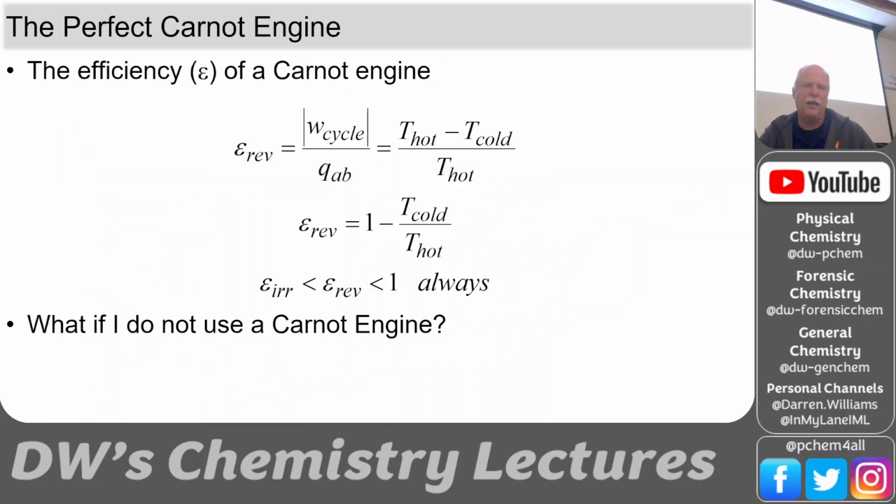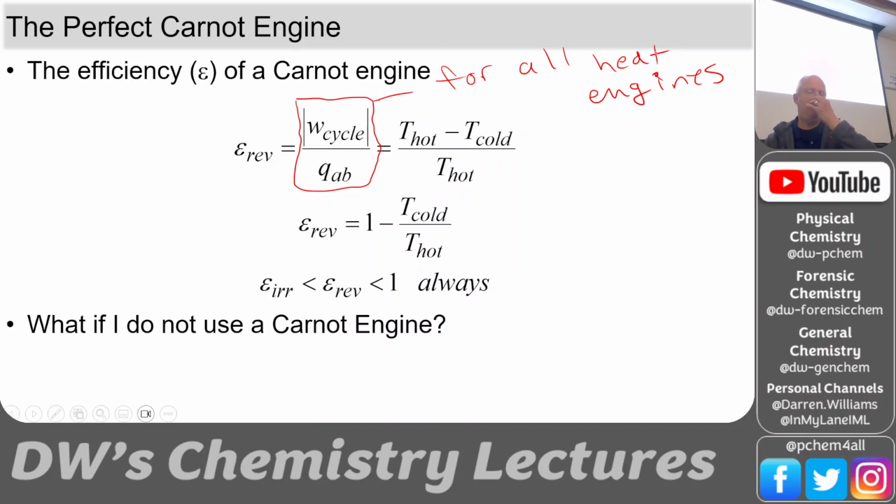And so here's this idea, this perfect Carnot engine. We can calculate that efficiency. This efficiency right here is for all engines, or all heat engines. And we did that with the Stirling cycle. We calculated how much work we had, we calculated how much heat we put in, and we were able to calculate it was 16% efficient. But this one right here, this is for Carnot cycles.